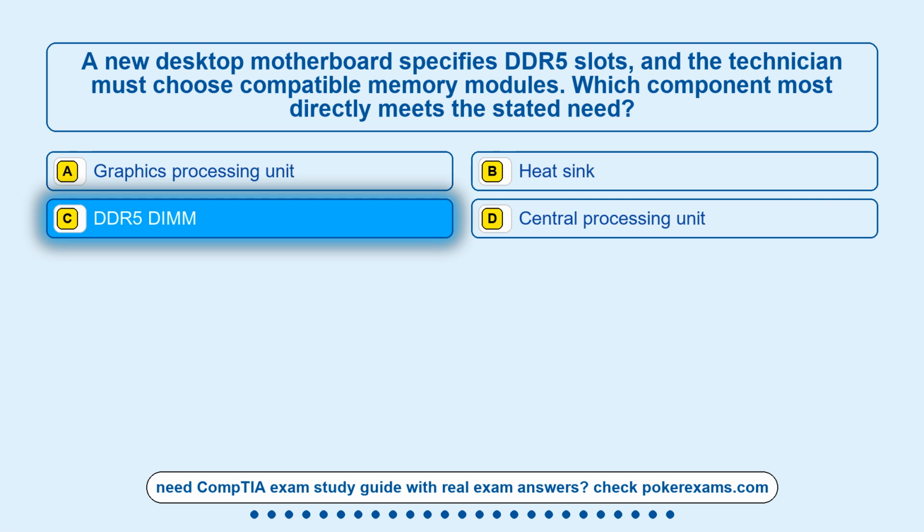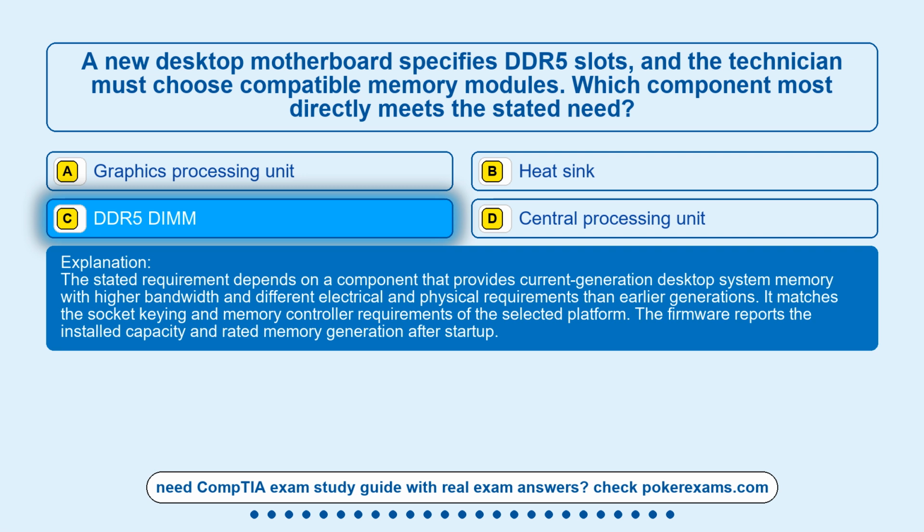DDR5 DIMM. The stated requirement depends on a component that provides current generation desktop system memory with higher bandwidth and different electrical and physical requirements than earlier generations. It matches the socket keying and memory controller requirements of the selected platform. The firmware reports the installed capacity and rated memory generation after startup.